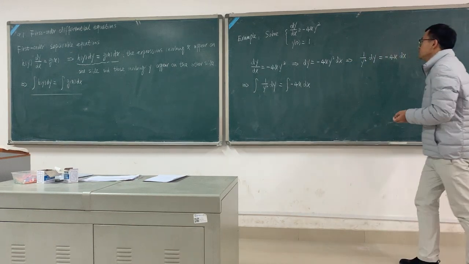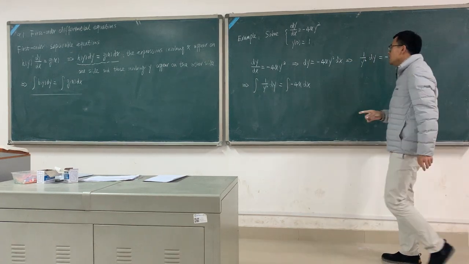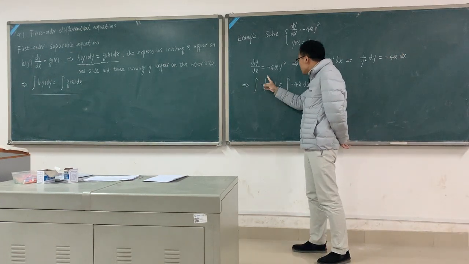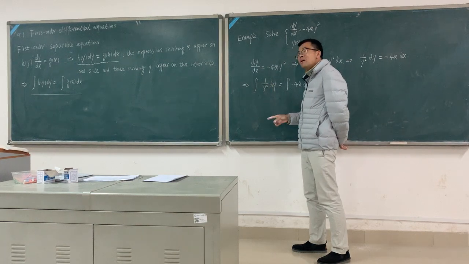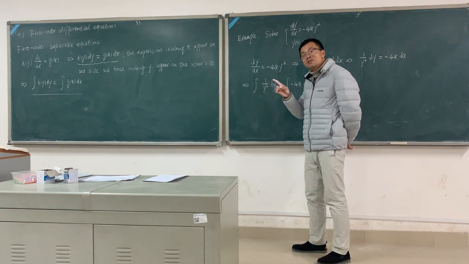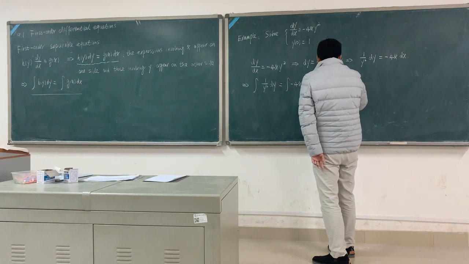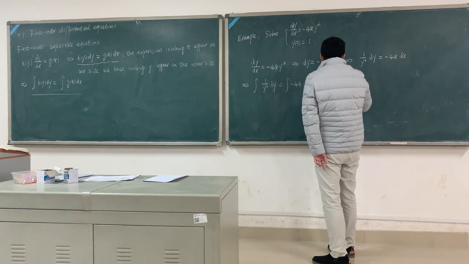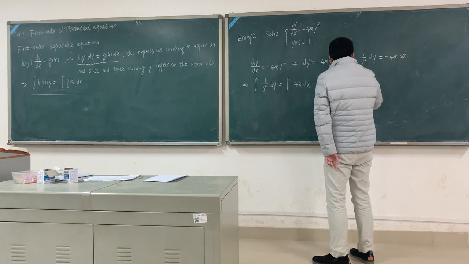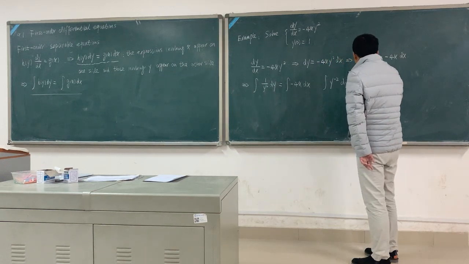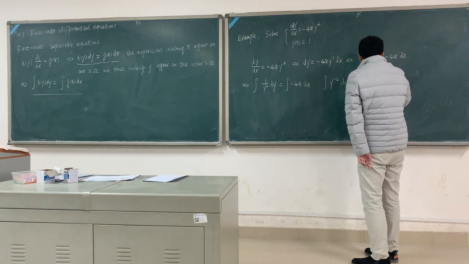So 1 by y squared actually is y to the power of minus 2. So here is the antiderivative of y to the minus 2 power dy equal to the antiderivative of minus 4x dx.